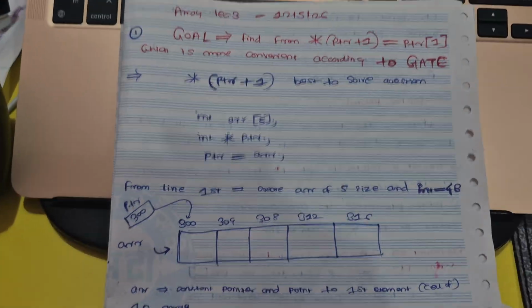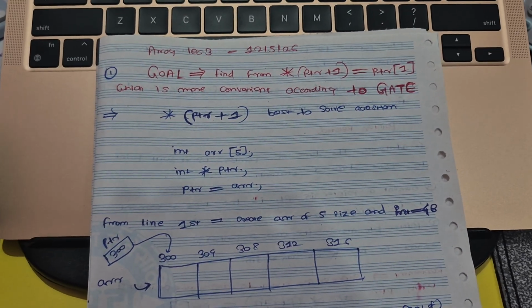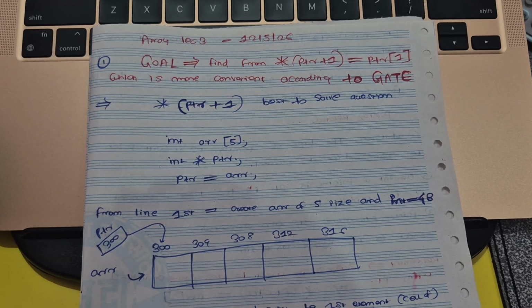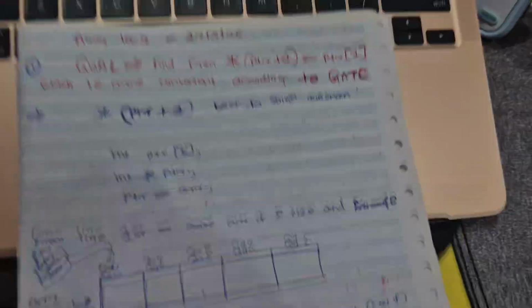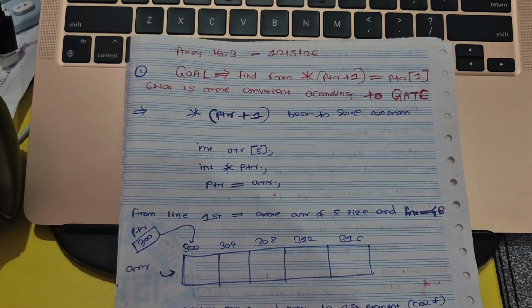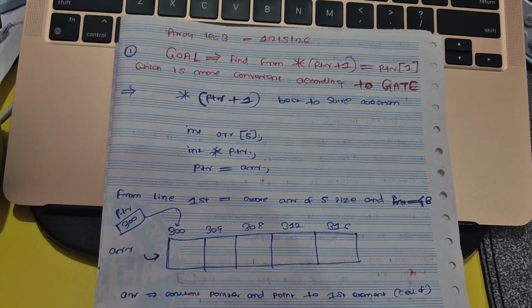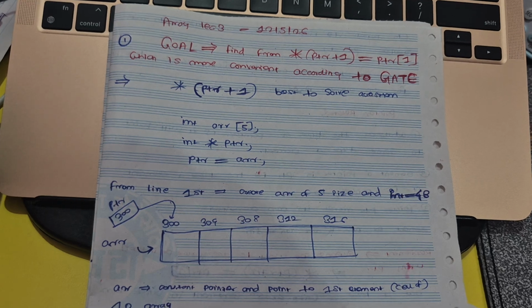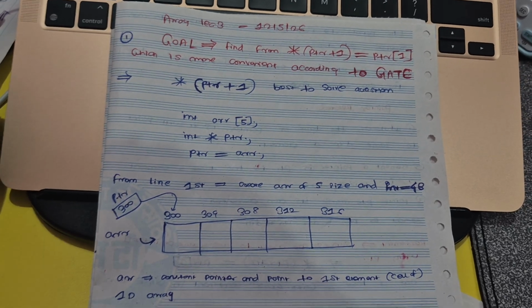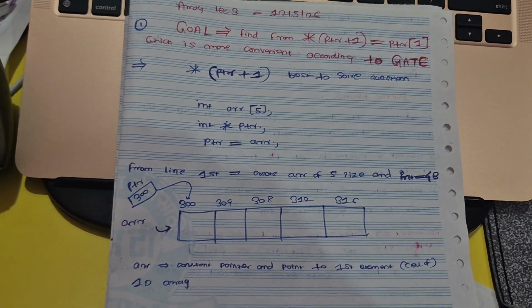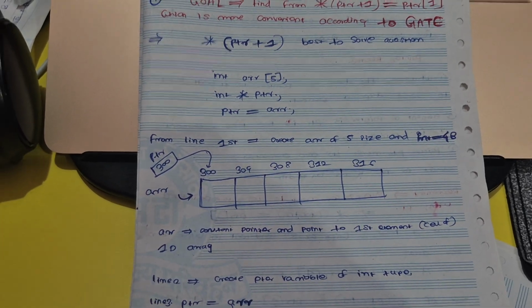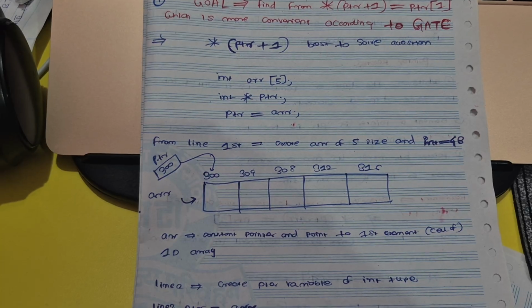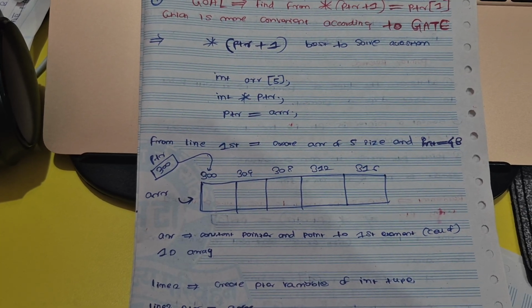So here, what we are trying to find is whether *(ptr + 1) is equal to ptr[1]. Which is the more convenient expression to solve, or to prefer, in the GATE exam? *(ptr + 1) is the best expression to solve, but why, that's the explanation that starts in the lecture. They have taken an array of size 5, then a pointer variable, and we are storing the starting address in the pointer variable.